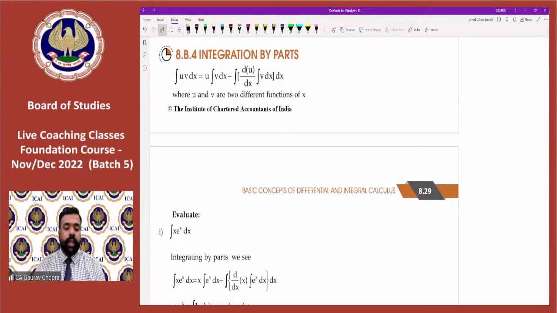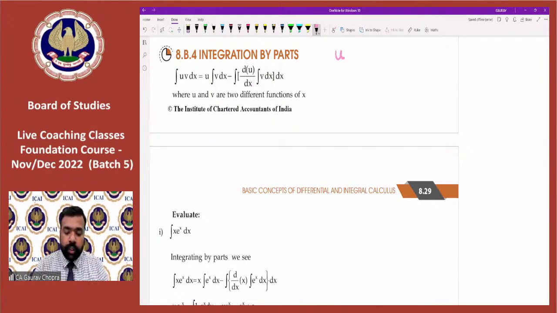Then next comes integration by parts. Integration by parts means whenever there are two functions getting multiplied with each other. Similar to what we did in differentiation, that is the product rule. Two functions were getting multiplied, so we had to apply the product rule. Here also, if two functions are there in multiplication with each other, we can apply integration by parts. So how to apply and how to form the formula, let us understand.